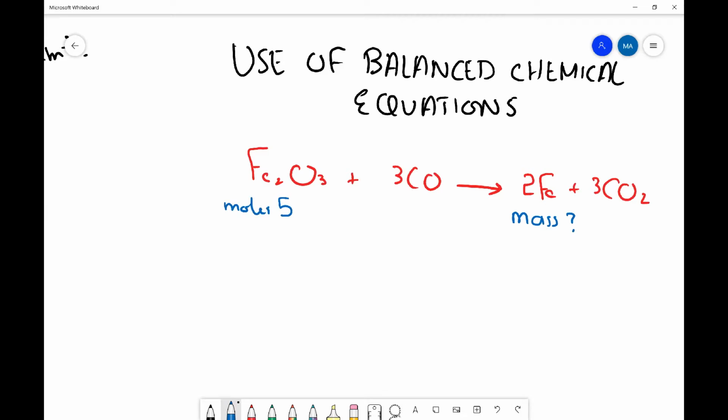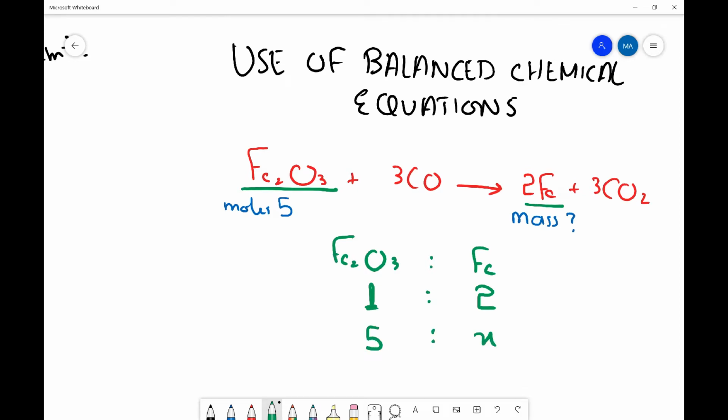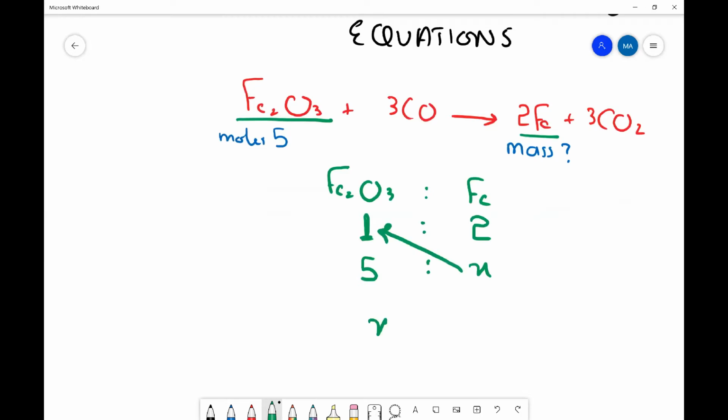So we're identifying the two substances here. Number one, Fe2O3, and the second substance is Fe. Let's write these down. Fe2O3 ratio Fe. Fe2O3 has a coefficient 1 here. So we're gonna write 1. Whereas iron Fe has a coefficient 2. Now moles. 5 moles for Fe2O3 and X moles for Fe. So X times 1 is X. 5 times 2 is 10. So X is equal to 10. So now we know the moles of Fe as well, 10 moles.